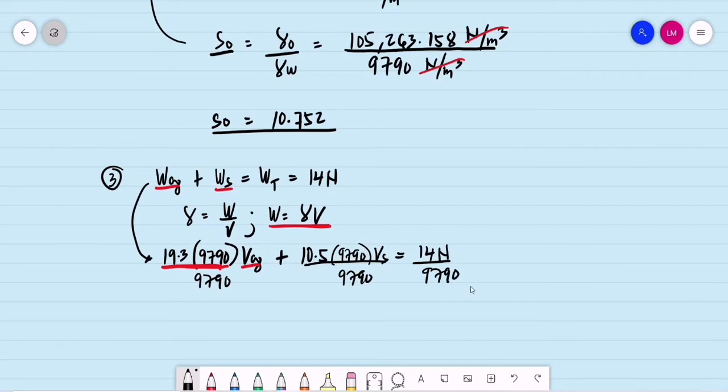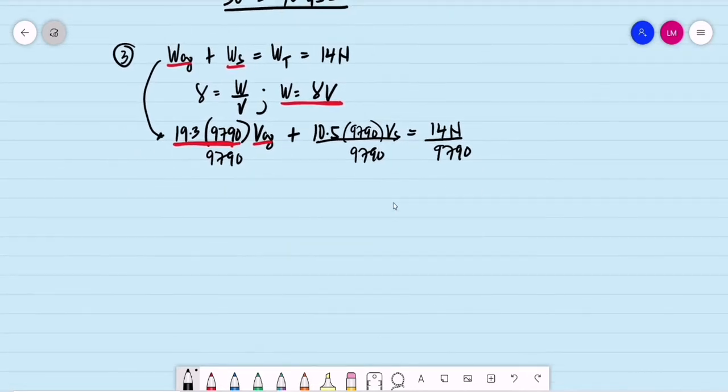So, magkakaroon tayo dito ng equation. Sabihin ko na lang equation number 1. Ito yung 19.3 volume ng gold plus 10.5 volume ng silver is equal to the 14 over 9,790. So let's say ito yung ating equation number 1.